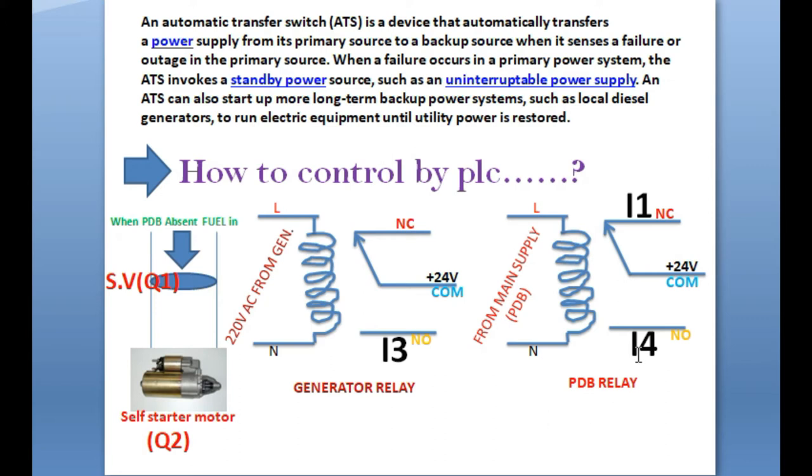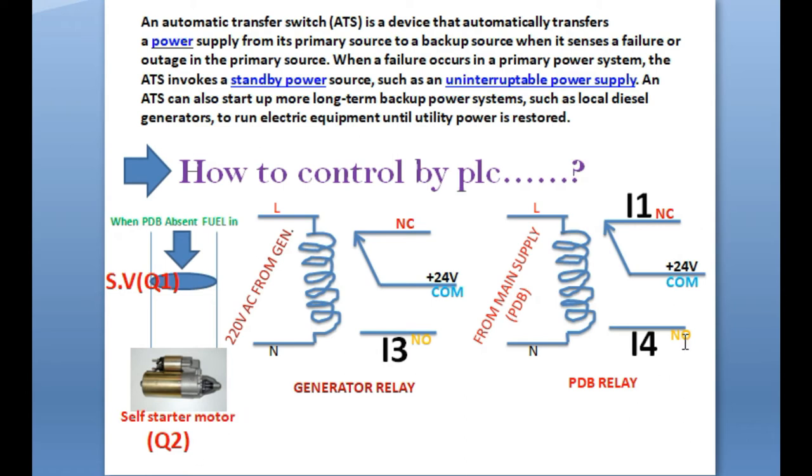So friends, normally when PDB is present, I4 is connected, that means your PDB is running and there is no problem here. When PDB is absent, the NC I1 is sensed. I1 senses that your PDB is absent, electricity has gone. So now if you give I1, then the generator will be turned on, which is needed for our backup generator, backup source. So friends, this is the main theme of the ATS, the automatic transfer switch.